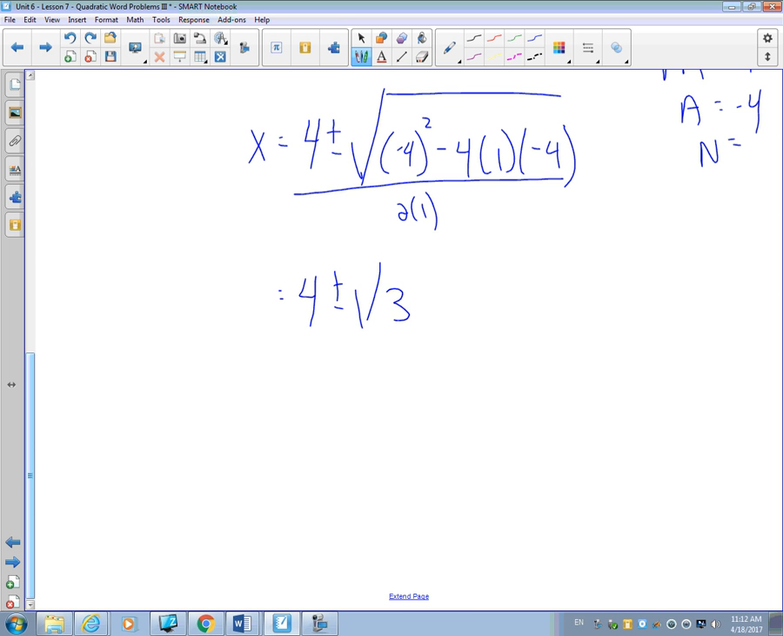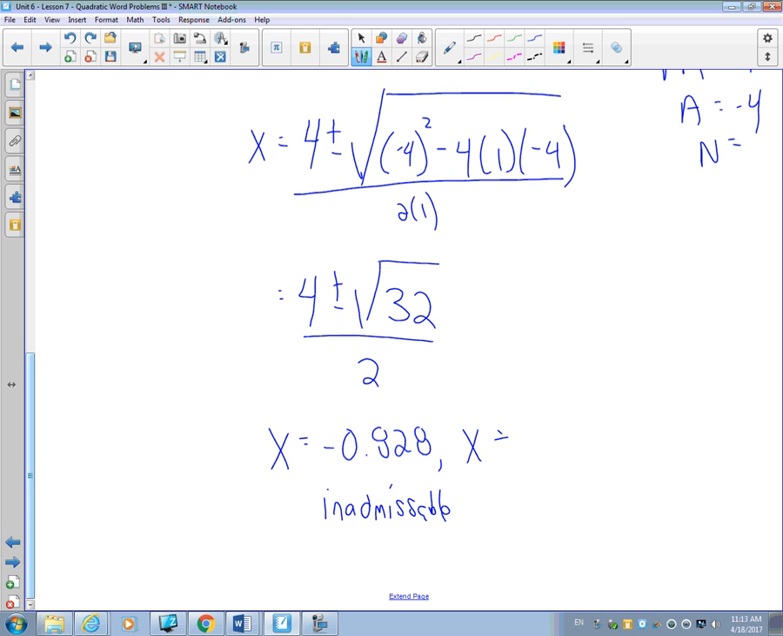16 plus 16 is 32, and it's positive, so I can actually solve this. And you get two answers. My first answer is negative. Oh, negative. I can't have negatives because that's the length of something. That's an inadmissible answer right off the bat, because remember, we're looking for the length of the lawn. Or I get positive. That must be the right answer.